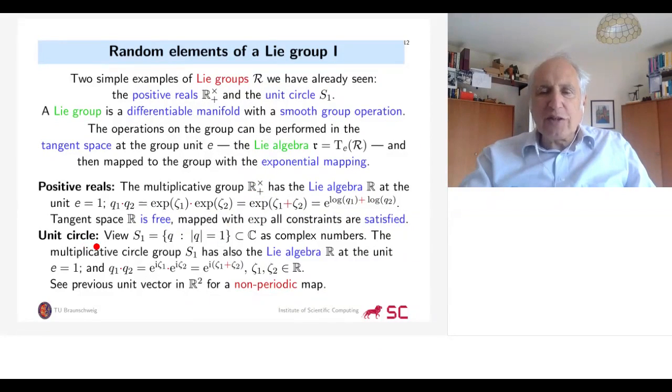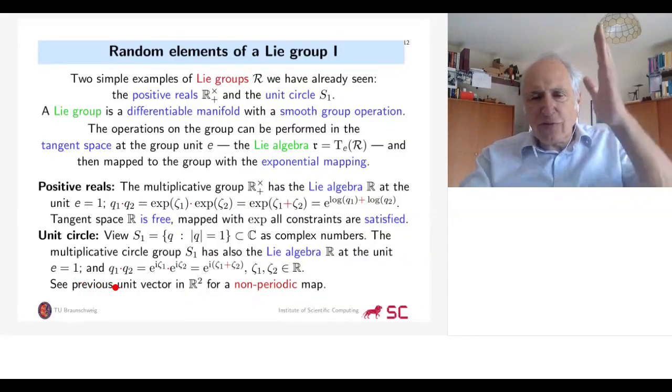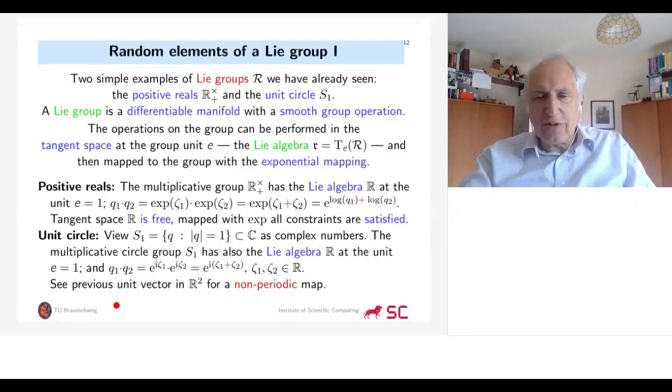The other one we've seen, just in the slide before, is the unit circle. So now I view the unit circle as lying in the complex plane. And the group operation is just a multiplication of two complex numbers with length 1, because the product also has length 1. And this is a Lie group, we see. And the Lie algebra is again the reals at the unit E. And E is 1, of course, the unit is 1. So you can think of the vertical tangent to the circle at the point 1 in the complex plane.